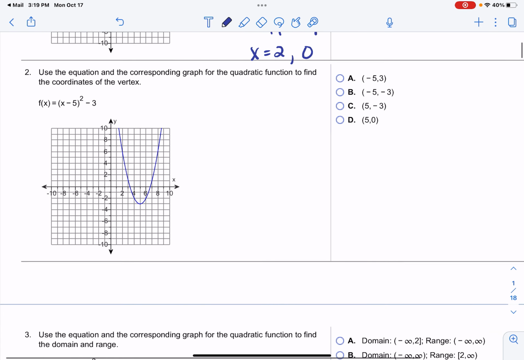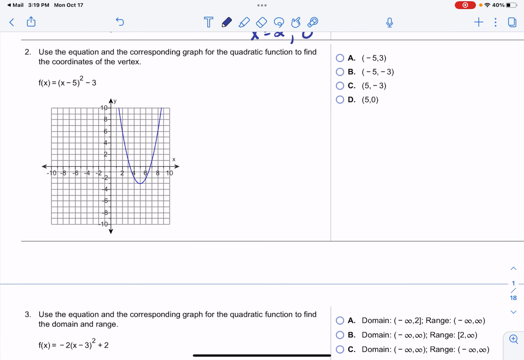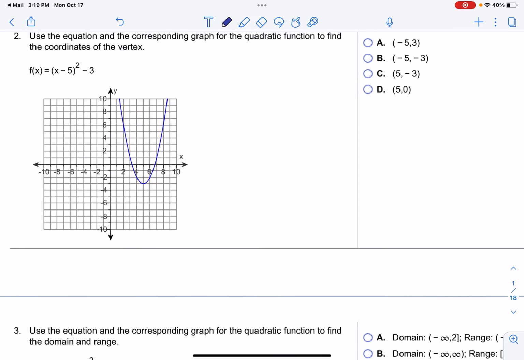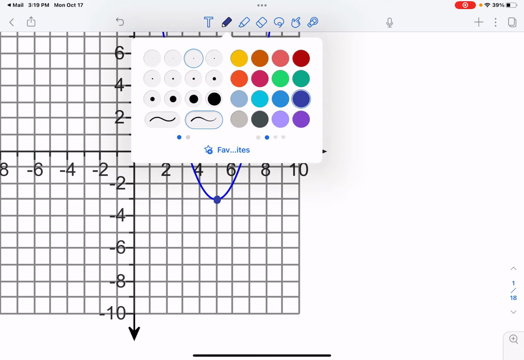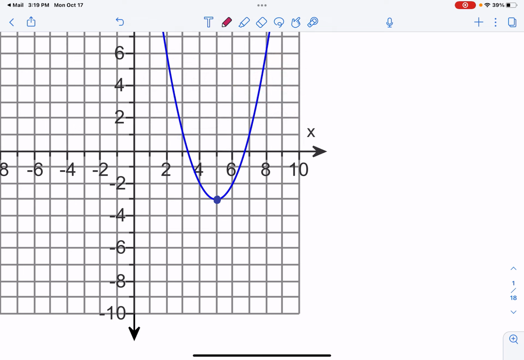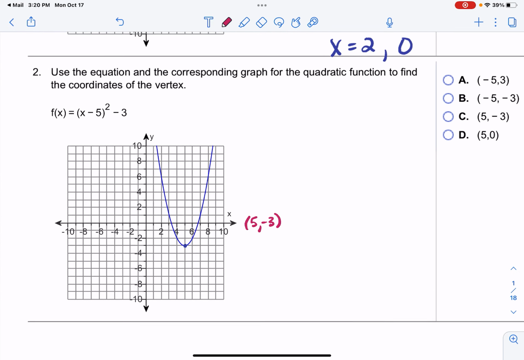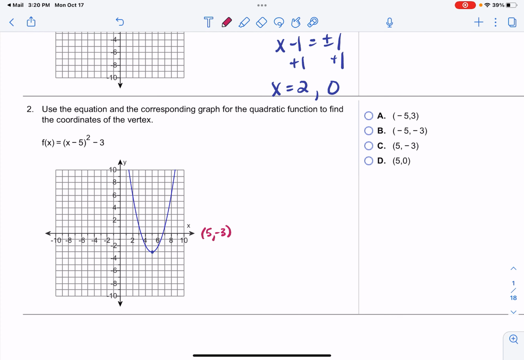For number 2, we use the equation and the corresponding graph for the quadratic function to find the coordinates of the vertex. Again, we could look at the graph to zoom in where the vertex of the graph is. That vertex for a parabola that opens up is at its lowest point. Using the scale on the graph, we could see that the x value is 5 and the y value is negative 3. So we can choose (5, negative 3) as our vertex.